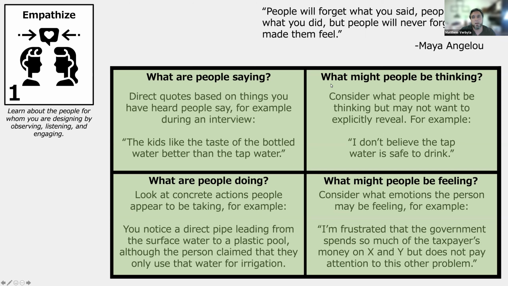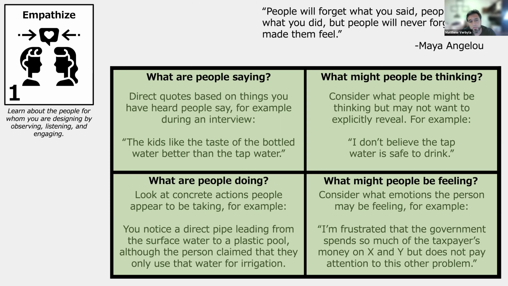The next step is, what might people be thinking? Consider what people might be thinking but may not be explicitly revealing. For example, if they say something that might lead you to believe that they don't believe the tap water is safe to drink, they give you hints that they're hesitant to trust the tap water. Maybe they talk about some situation in a different community where the tap water was found to be unsafe. That might be something that they're thinking, something that they're feeling.